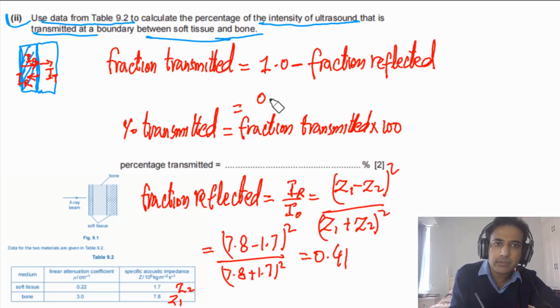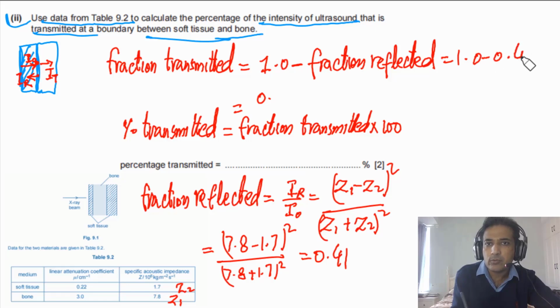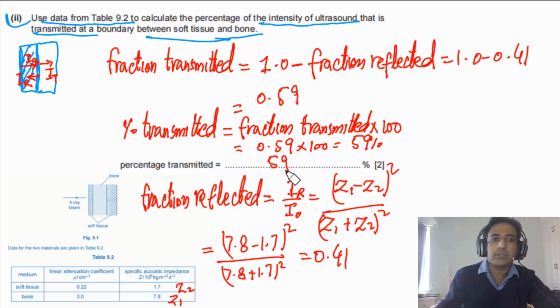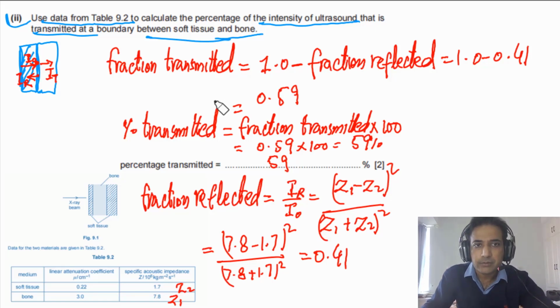So this is 1.0 minus 0.41, which gives 0.59. If we multiply 0.59 by 100, we get 59%. So simply we can say this is 59. This is how you need to answer this question.